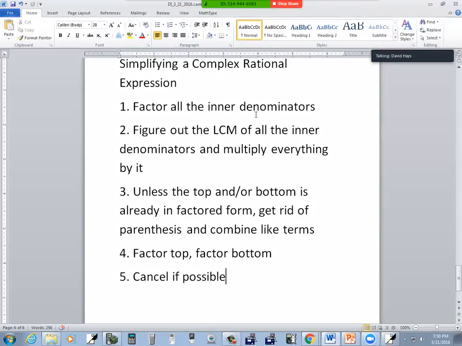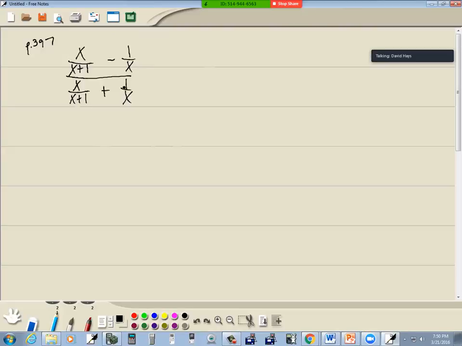Step 1, factor all the inner denominators. When I say inner denominators, I'm talking about these fractions inside of the other fraction. So that'd be an inner denominator. This one would be. This x plus 1 would be here, and this x plus 1 would be. Well, as you look at those, they are all factored as much as they can be.